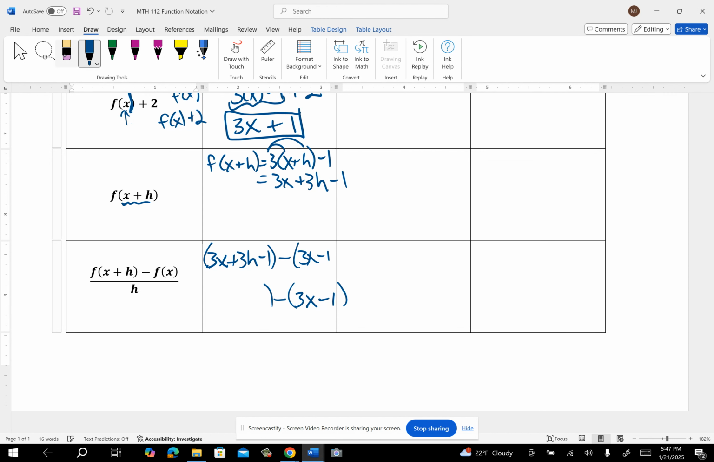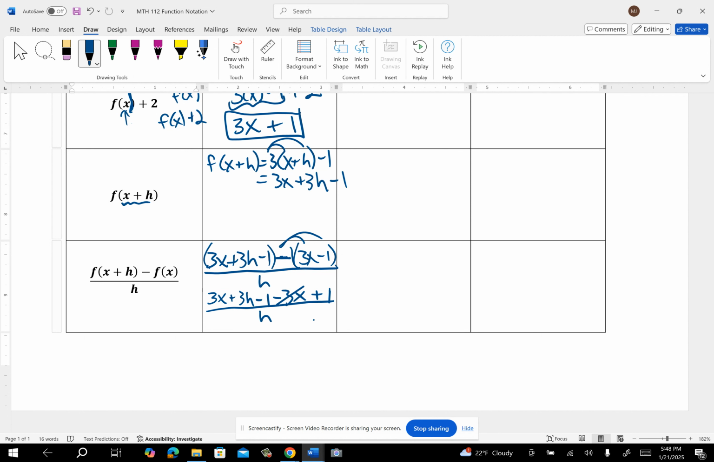Wish I hadn't done it in a table. That's why it jumps like that. Okay. All right, now the denominator doesn't say f of h, it just says h. So I'm just going to divide that by h. All right, so the tricky part here is that there's a minus sign in between. So that's like a -1 that has to get distributed. So we have 3x plus 3h minus 1 minus 3x plus 1, because that -1 times the -1 would be positive.